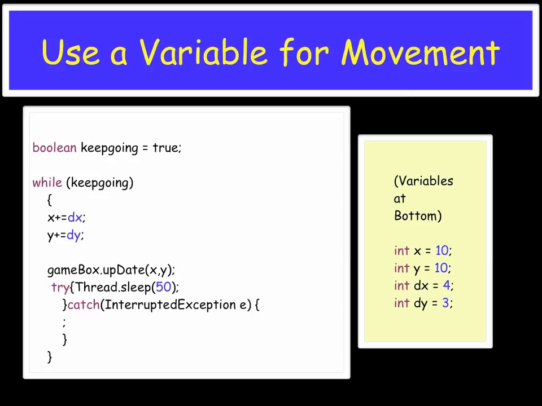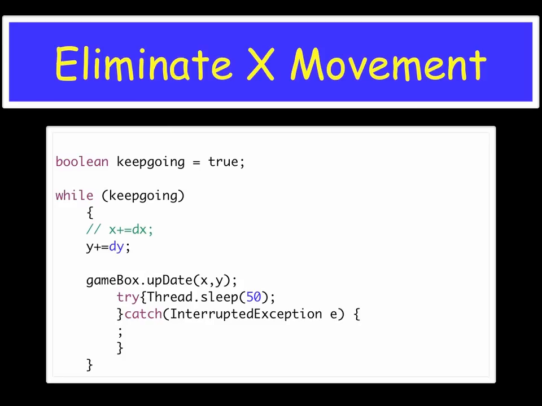Okay, on to the next step. First, we'll comment out x += dx, and we'll focus our attention only on the y direction. If you run the program when it looks like this, the ball will simply start at the top and go straight down until it disappears off the bottom of the screen.